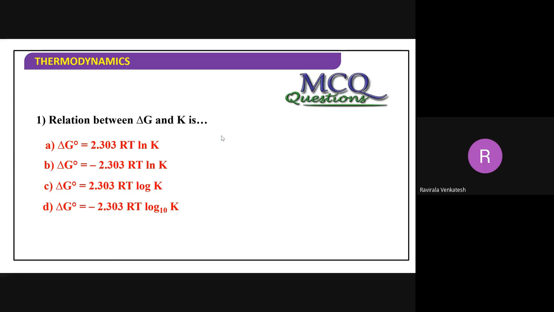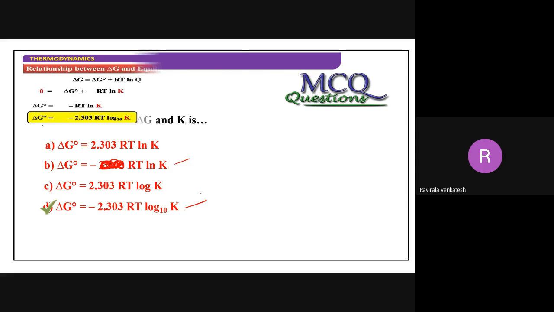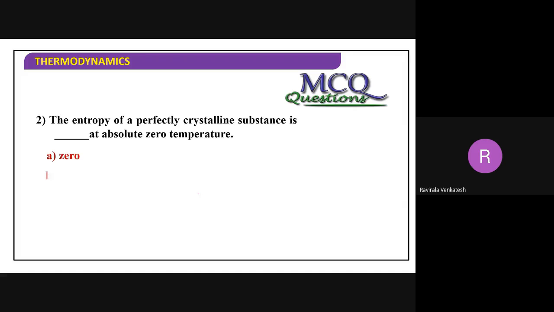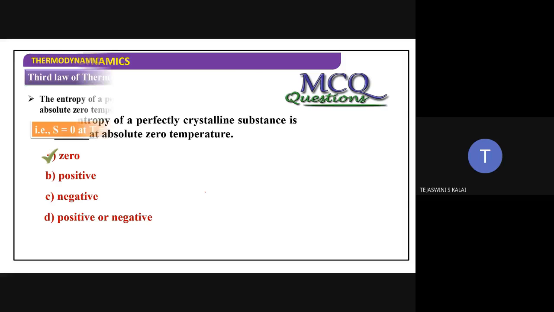Now, I think you give the answer for this one. Which is the correct answer, beta? Which is the correct answer in this one? Relation between delta G and K. Delta G naught is equal to minus 2.303 RT log K. It is correct only, but you can't take this value. If you don't take this, this will be correct, beta. Correct or not? Understood? Now, what is the correct answer, beta? The entropy of a perfect crystal at 0 Kelvin always will be 0, according to thermodynamics.